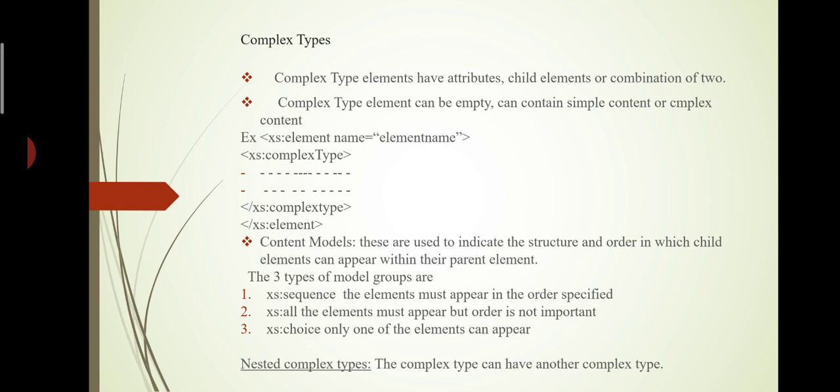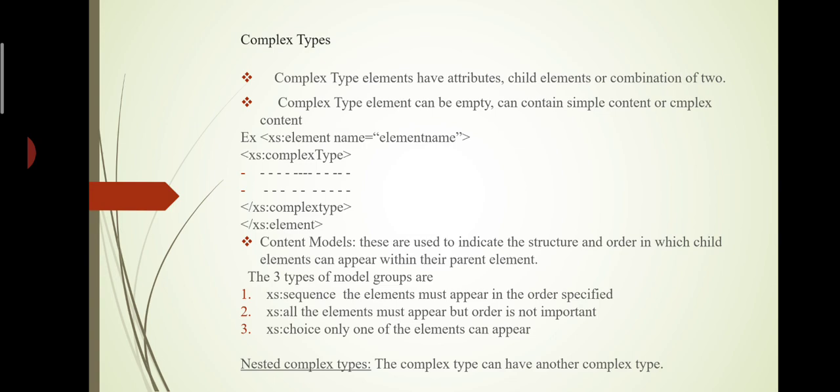Content models. These are used to indicate the structure and the order in which the child elements can appear within the parent element. There are three types of model groups that are used. One is the sequence, next is the all, next is the choice.